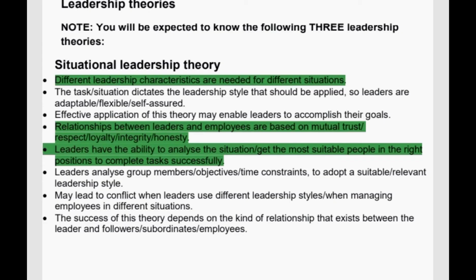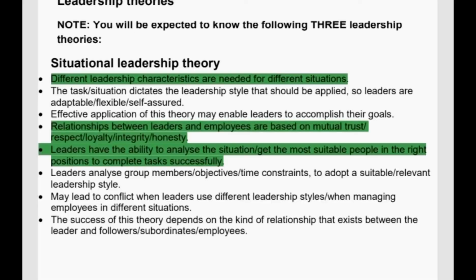Different leadership characteristics are needed for different situations. So when we speak about the situational leadership theory, we see that in this position, a certain employee can qualify to change the situation or manage the situation. I hope you understand the situational leadership style. We look at the suitable employee for the situation we are going through in the company or in the business.